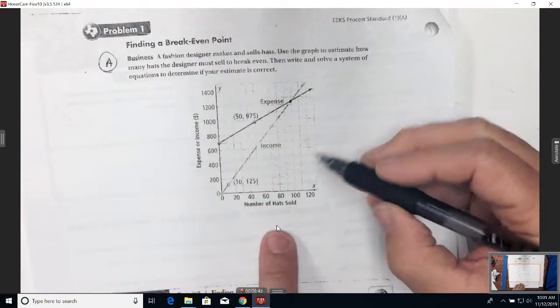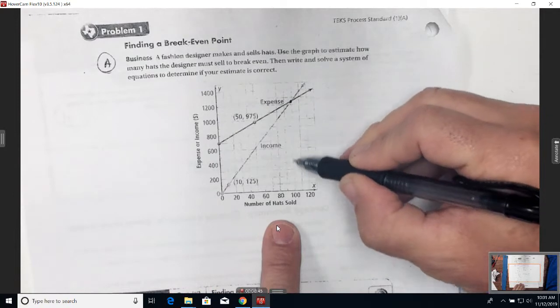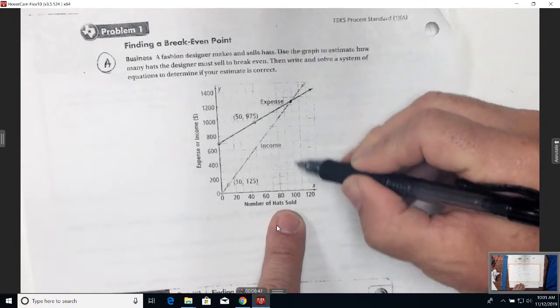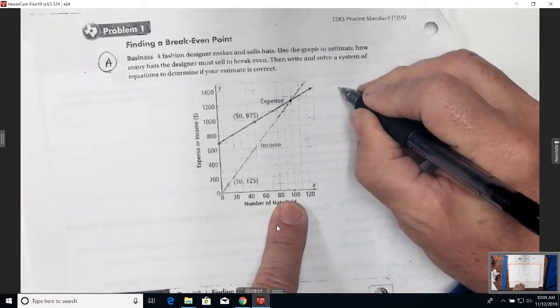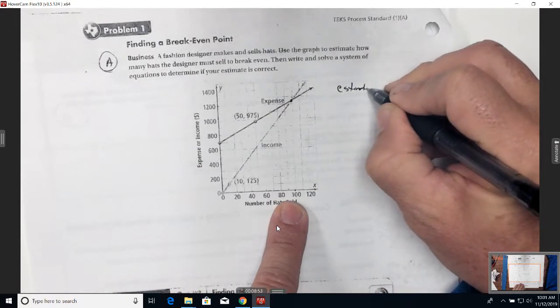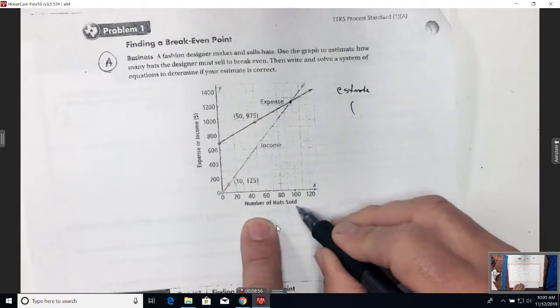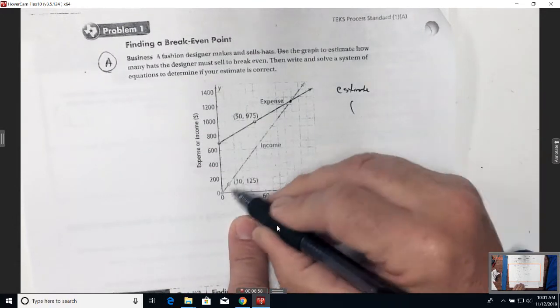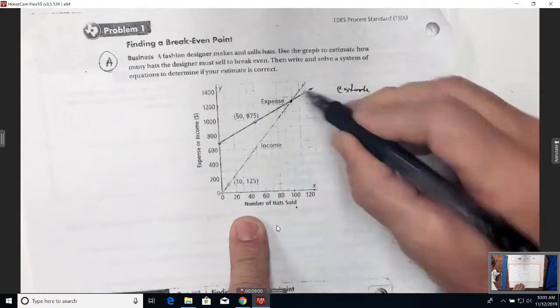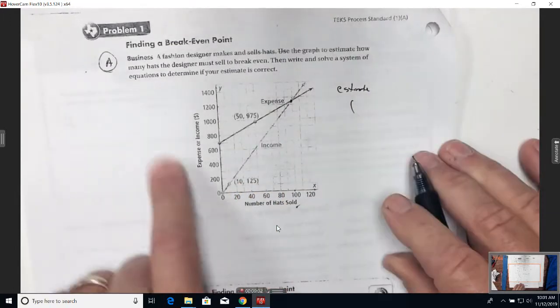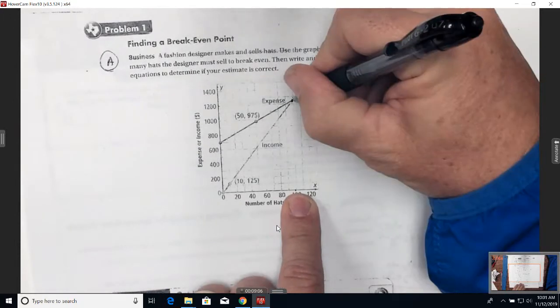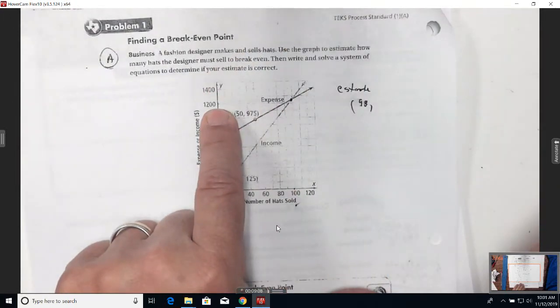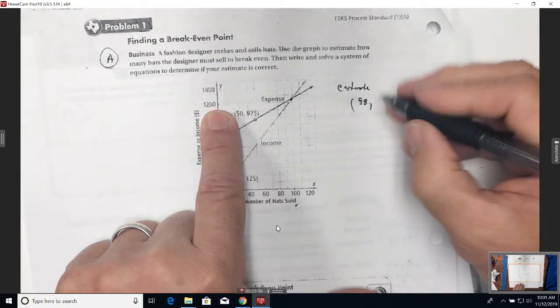Let's see, where is that point? Y'all want to guess? Where's the break-even point? Looks like it's about what? A little bit below 100? What do y'all think? Let's estimate it. Hurry, y'all tell me. Somebody tell me where you think it could be. How many of these hats would I have to sell for my income or my revenue to be equal to my cost? Looks like it's about 98. And I'd make how much money? A little bit above 1,200, which would be about what?